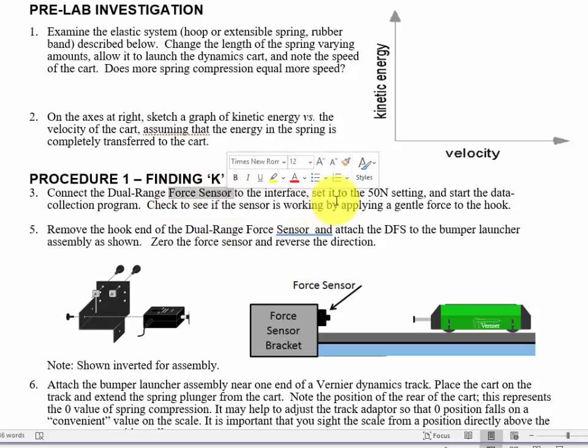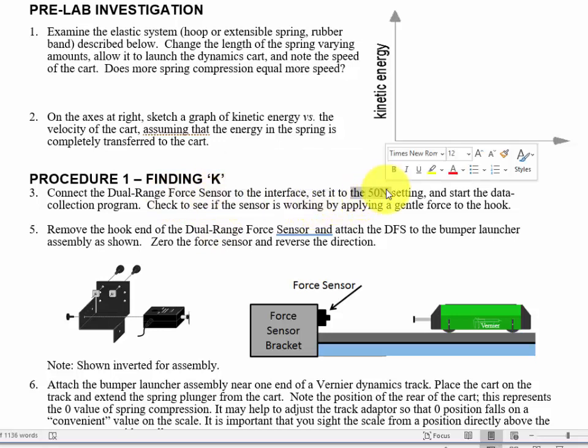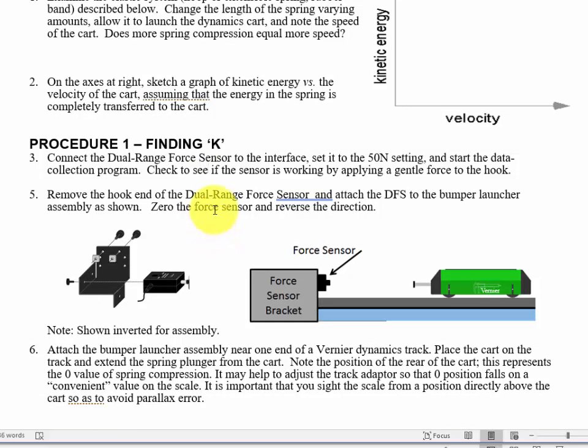You're going to take the force sensor, you're going to plug it in, and you're going to set it to the 50 Newton setting. You're going to fire up Logger Pro and make sure that everything is working fine. The very first thing you're going to do is you're going to zero the force sensor. You're going to zero it once, and you're never going to zero it again. Just make sure that no one is touching it, looking at it, or anything like that when you zero this thing.